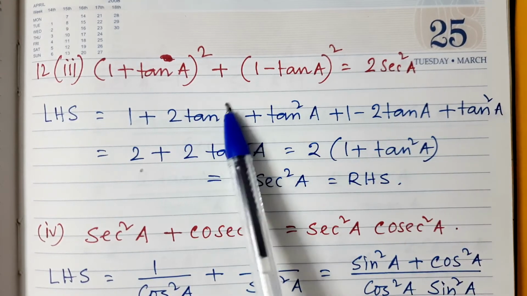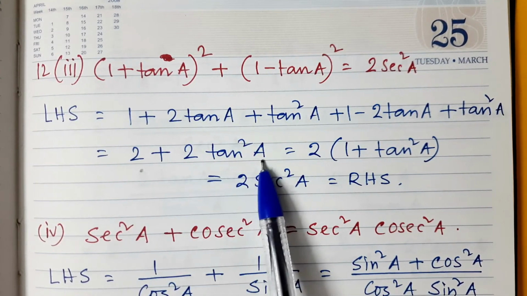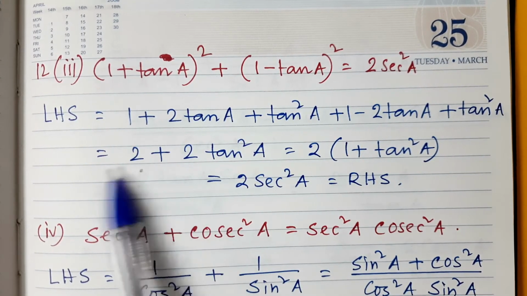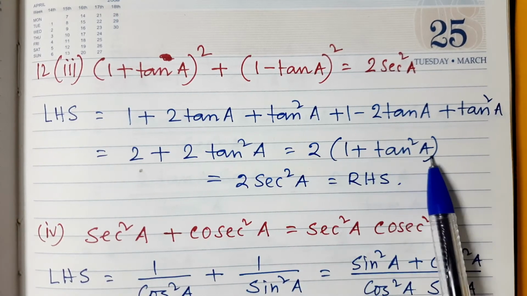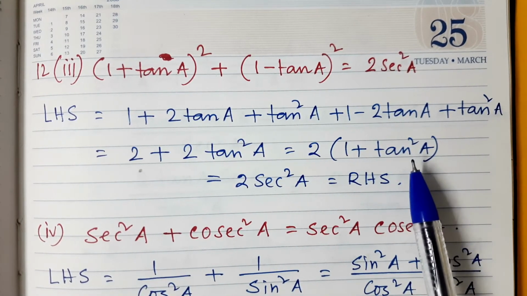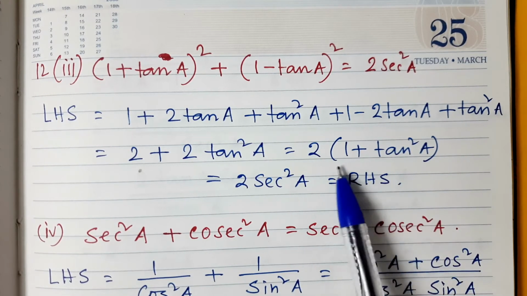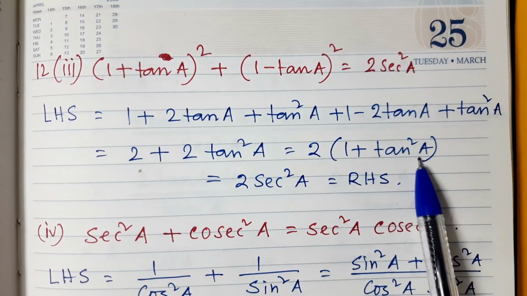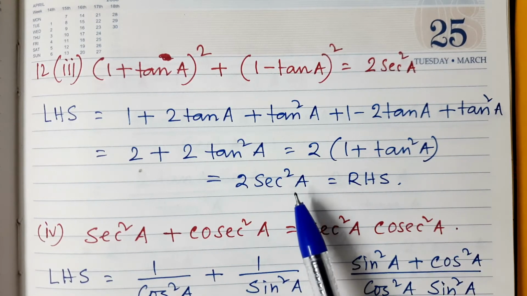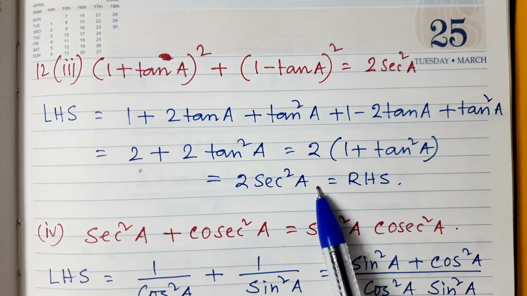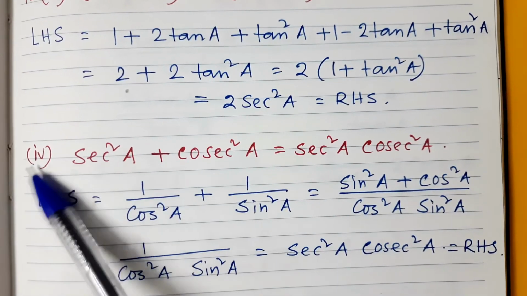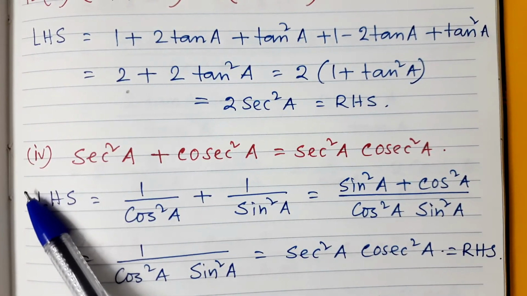So this will get cancelled, and this is 2 plus 2 tan square a. Okay. And we can take 2 as common. So this is 1 plus tan square a. Now we know the formula that sec square a minus tan square a is equal to 1. So 1 plus tan square a is sec square a. It is coming from that formula. Okay. And this is the required right hand side. Now this is part 4 of the problem number 12.